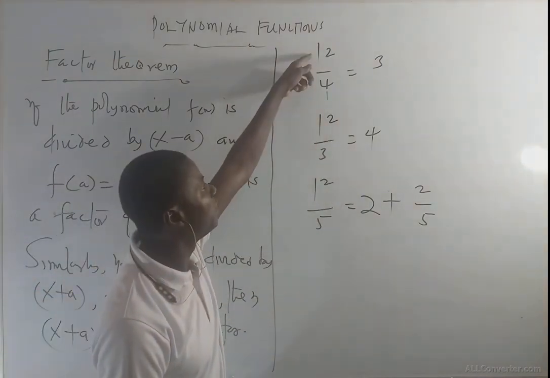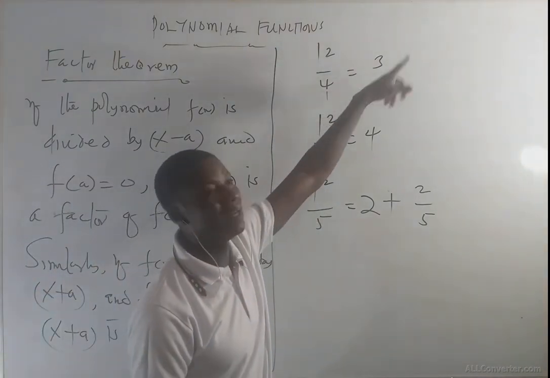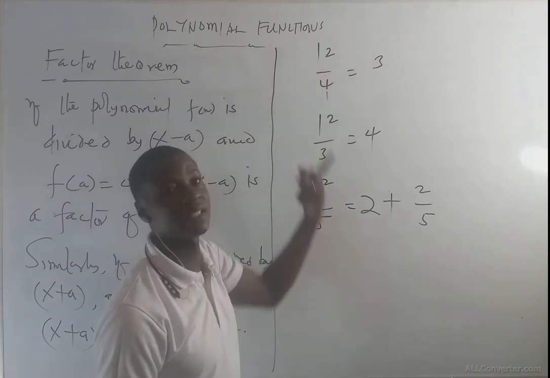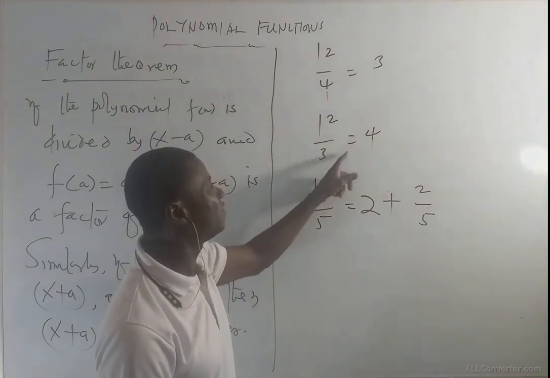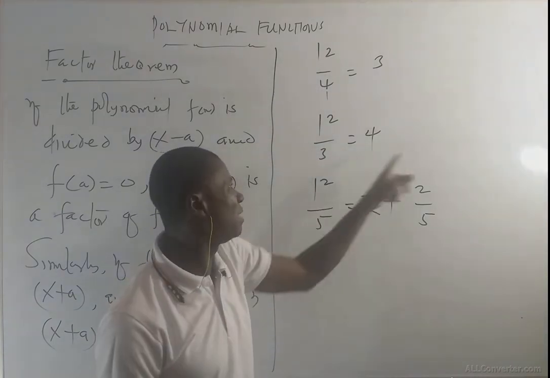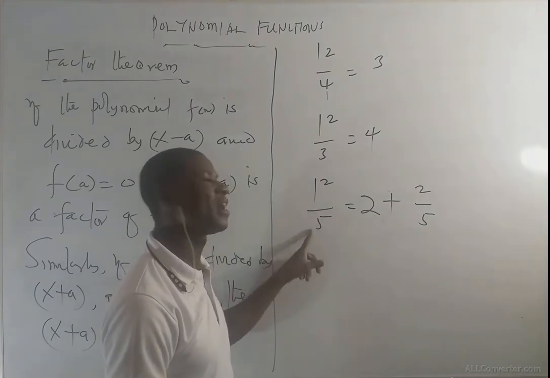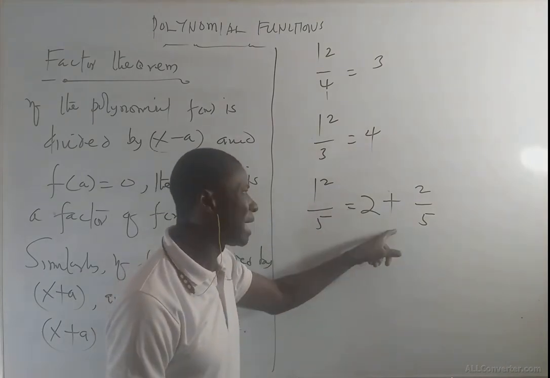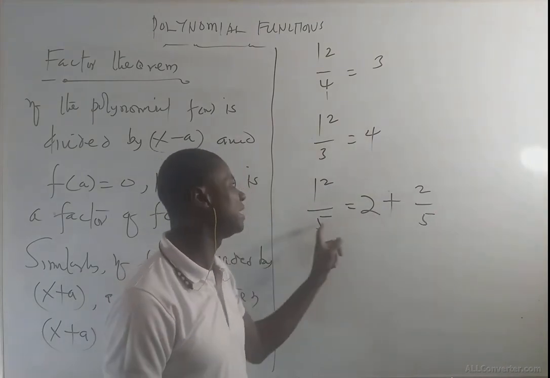So if 12 divided by 4 is giving us 3, and the remainder is 0, then it means that the 4 is a factor. If 12 divided by 3 is giving us 4, and the remainder is 0, that means 3 is a factor. But 12 divided by 5 here equals 2, plus there is a remainder of 2 divided by the divisor.